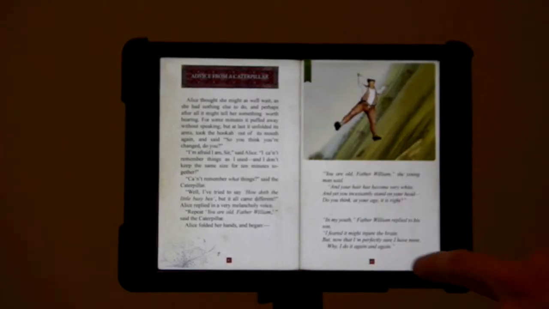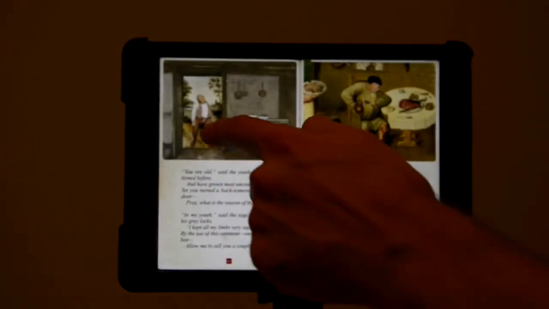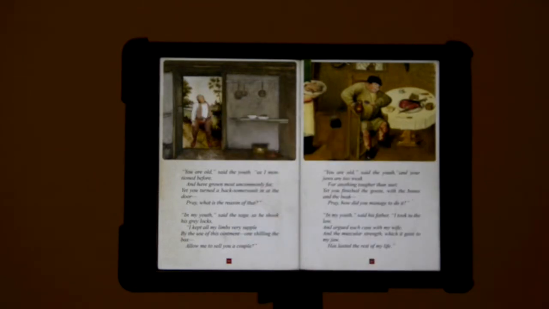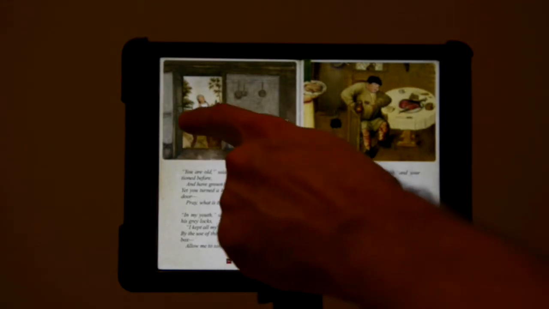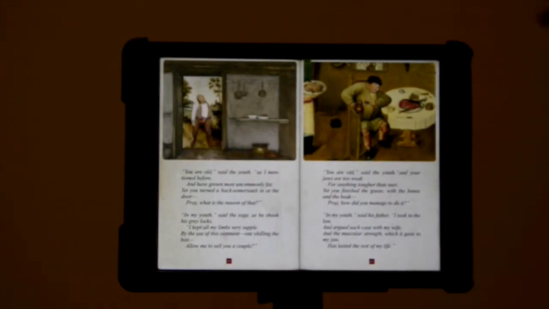"You are old," said the youth, "as I mentioned before, and have grown most uncommonly fat. Yet you turned a back somersault in at the door. Pray, what is the reason of that?" You're clicking on it, it's the video. "In my youth," said the sage, as he shook his grey locks, "I kept all my limbs very supple by the use of this ointment, one shilling a box. Allow me to sell you a couple." It's a loop. And this is a loop too.